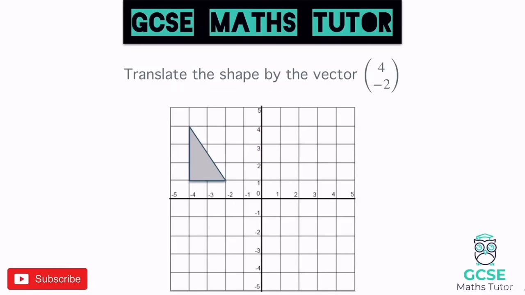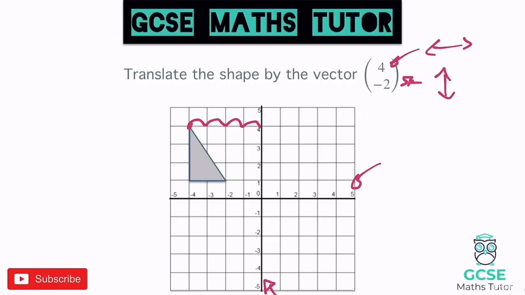Okay, so translating a shape by a vector. Now that top number in a vector means left and right, and the bottom number means up and down. Thinking about positive numbers moving towards the positive numbers on the axes, and negative numbers moving towards the negative numbers as well. So 4 moves it right by 4. All I ever do is pick a point, you can pick any, and I move it right by 4. So 1, 2, 3, 4, it's going to end up there.